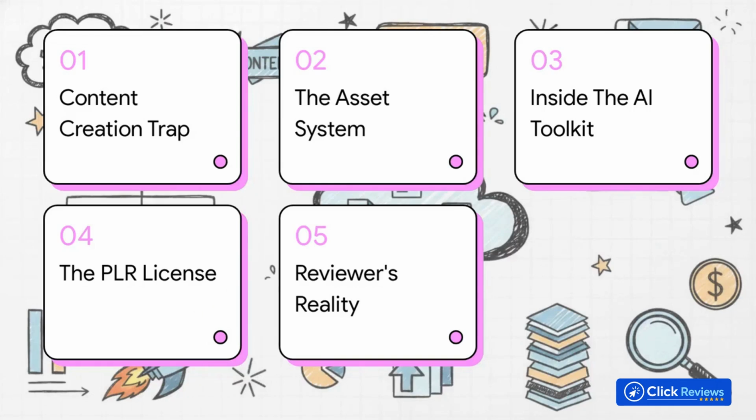Okay, here is our roadmap for today. We're starting off with what they call the content creation trap. Then we'll unpack the actual asset system and peek inside the AI toolkit. After that, we absolutely have to decode the PLR license. And finally, we'll hit that reviewer's reality check. Let's get right into it.